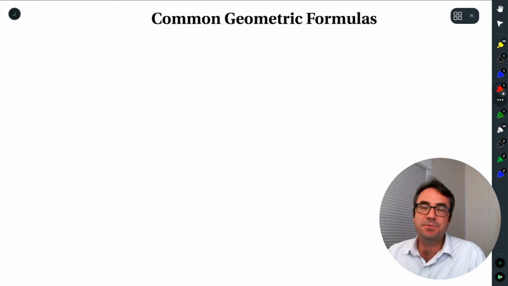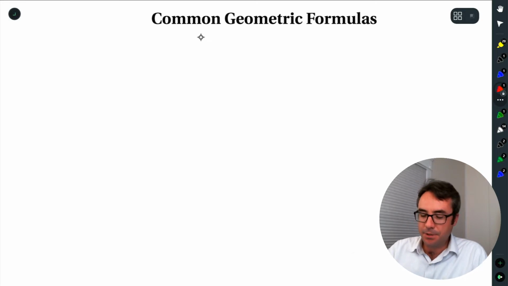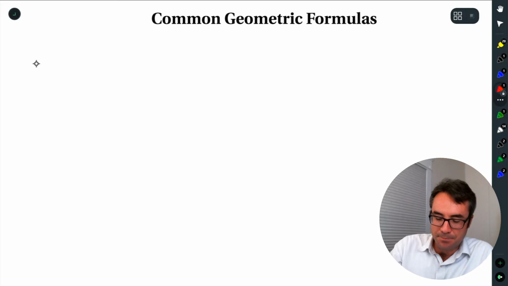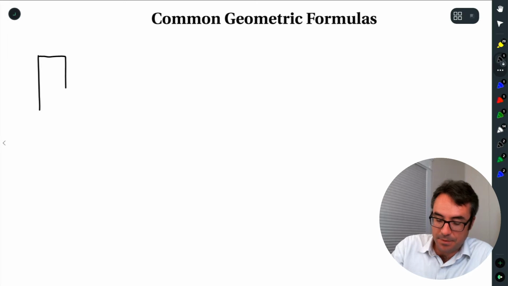Right, so let's briefly talk about how a lot of these optimization problems involve some geometry. What are some of our common geometric formulas? Probably ones you've seen at some point, and we saw at least one of these in the lesson today.